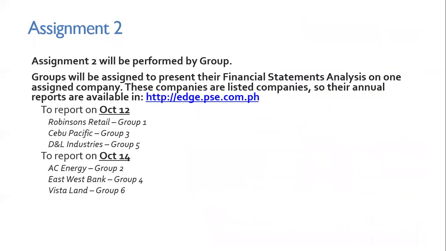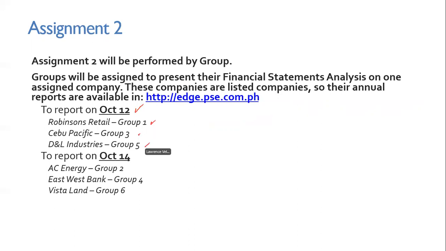So, lastly, to discuss assignment 2. For assignment 2, it will be performed by group. So, groups will be assigned to present their financial statements analysis on one assigned company. I have assigned it, no? And the assignment is here for October 12. The groups reporting are the odd groups, groups 1, 3, and 5.